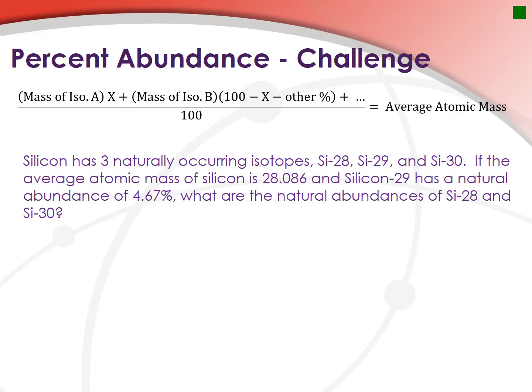So the first thing that we're going to do is I'm going to fill in my formula. So the mass of isotope A in this case is 28, and I'm going to multiply by x plus mass of isotope B. In this case, I'm just going to go in numerical order. So my isotope B is going to be actually silicon 29. The interesting thing about silicon 29 is that I actually do know its percentage. So I'm just going to take the mass and I'm going to multiply it by its percentage.